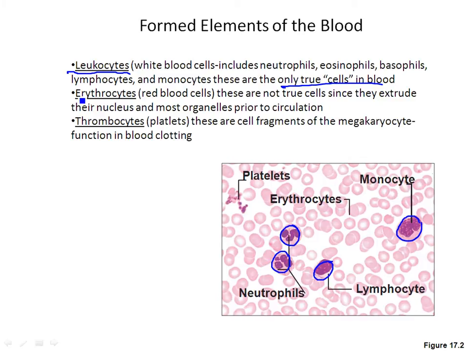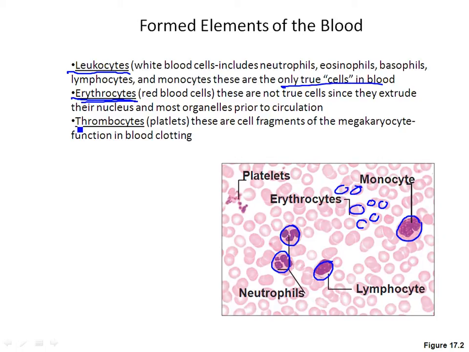Then if you look at the red blood cells, or the erythrocytes, you can use those terms interchangeably. These are not true blood cells, because if you look at them, all of these little discs here, those are all your erythrocytes or your red blood cells. None of them have nuclei, so they're not considered true cells. They're going to extrude or spit out their nucleus and most of their cellular organelles just prior to when they go into circulation in the bloodstream. The production of erythrocytes, though, is called erythropoiesis, and we'll talk about that in just a minute.